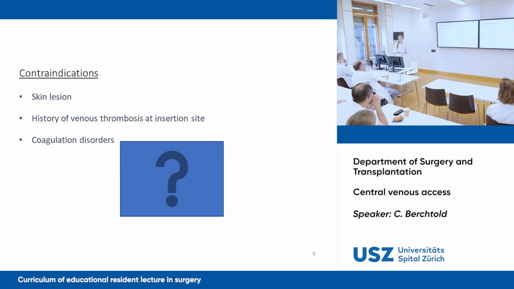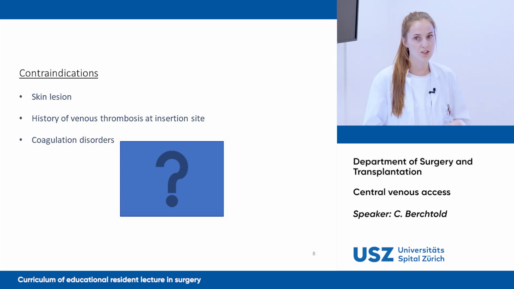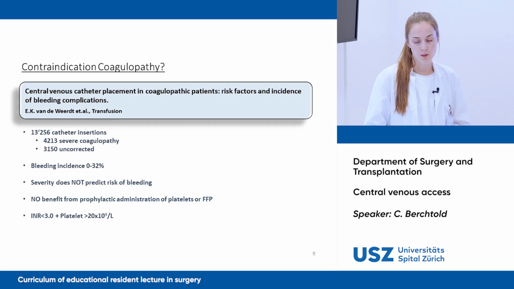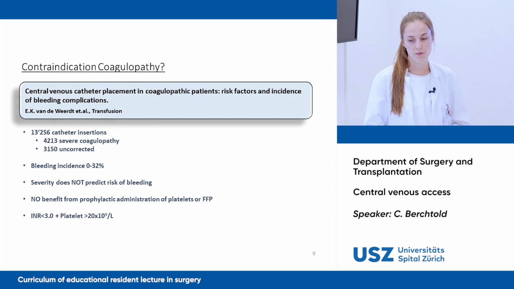Skin lesions at the insertion site, history of venous thrombosis at the insertion site, and when I was preparing this topic, I kept coming across coagulation disorders as a possible contraindication. Now, I found this study which was published in Transfusion by Van de Weerdt. They had a look at 13,256 catheter insertions. About 4,000 of them had severe coagulopathy, and 3,000 of them were uncorrected. The bleeding incidence in those suffering from severe coagulopathy, which was uncorrected, was 0 to 32%. However, the severity did not predict the risk of bleeding.